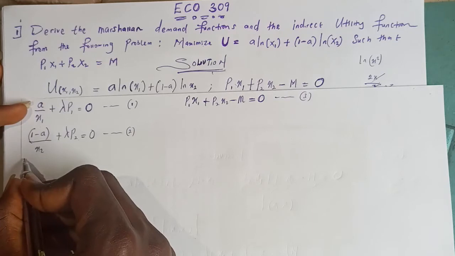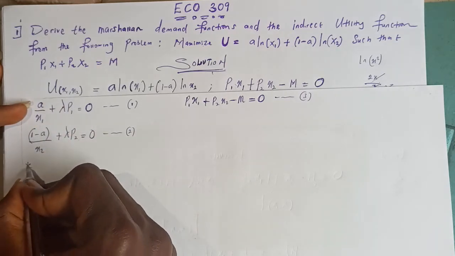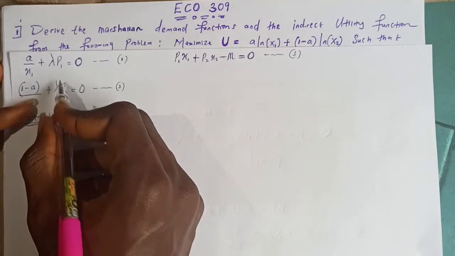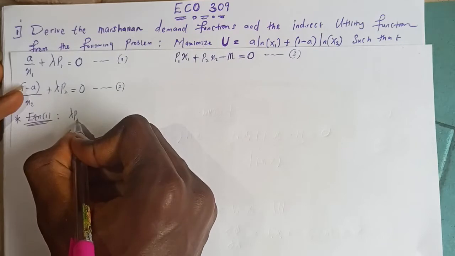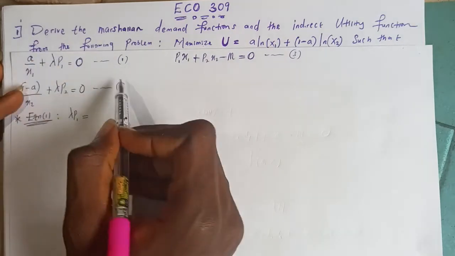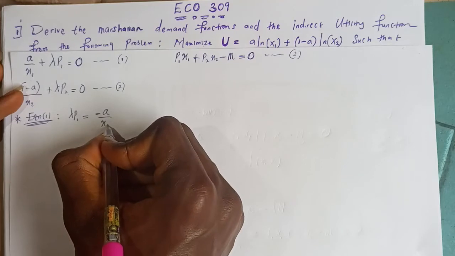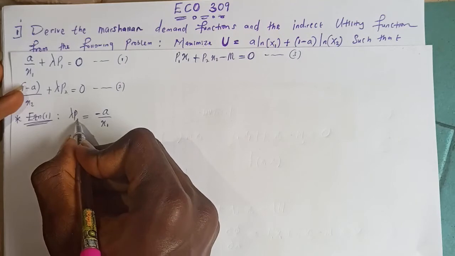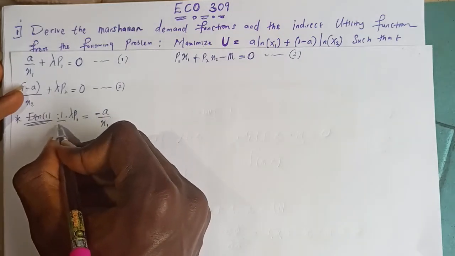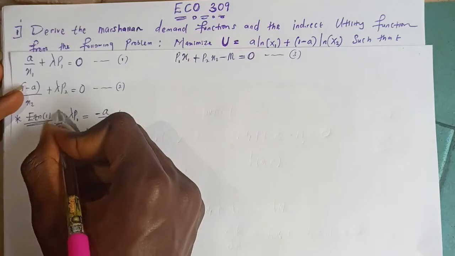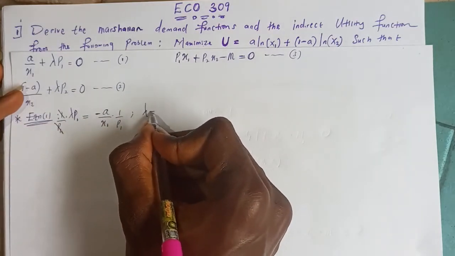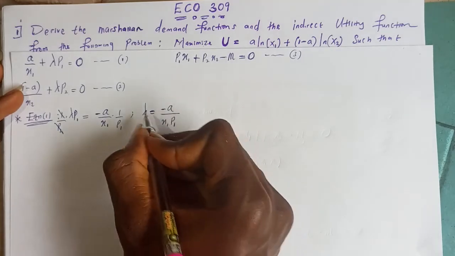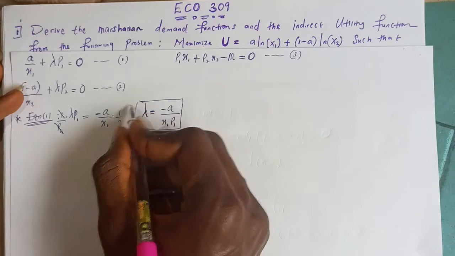So here in this case, from equation 1, we have lambda p1 to be equal to, then this a over x1 goes to the other side, that's negative of a over x1. By the time we multiply both sides by 1 over p1, hence we have lambda to be equal to negative a over x1 p1. So this is the first result we have.